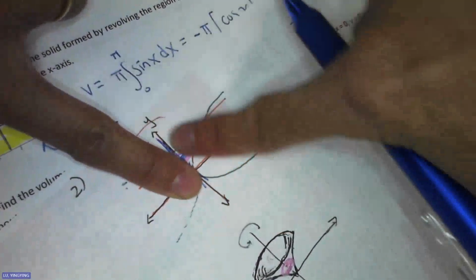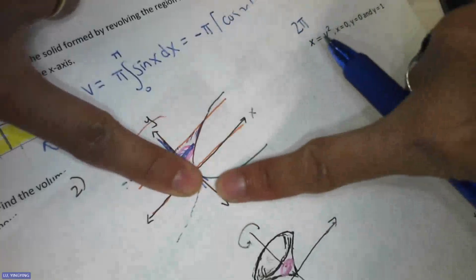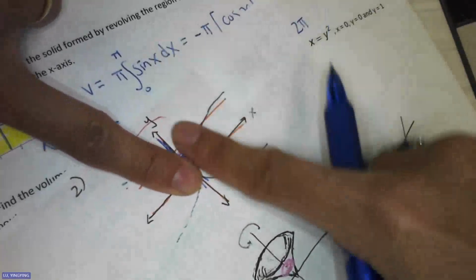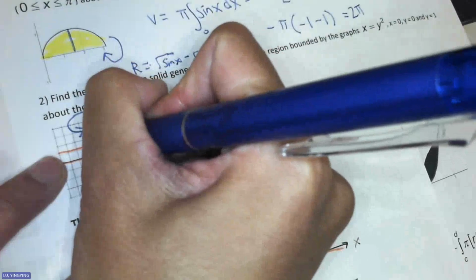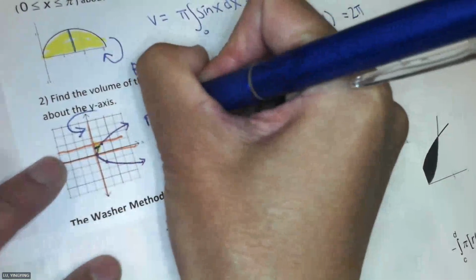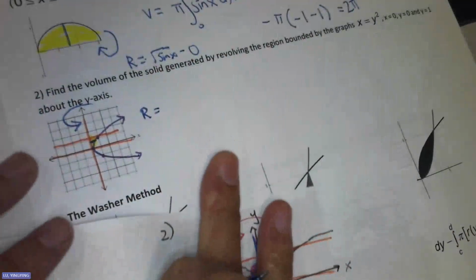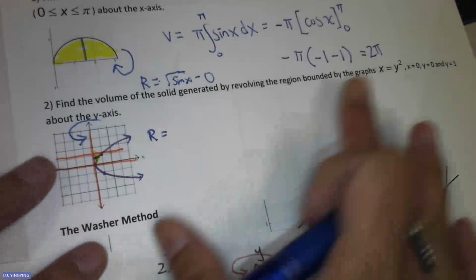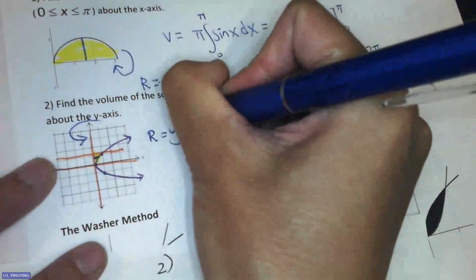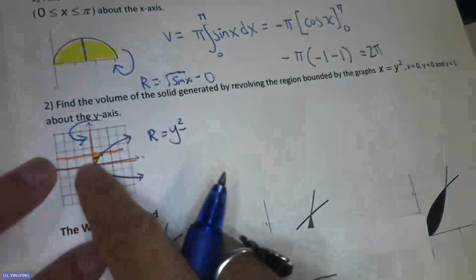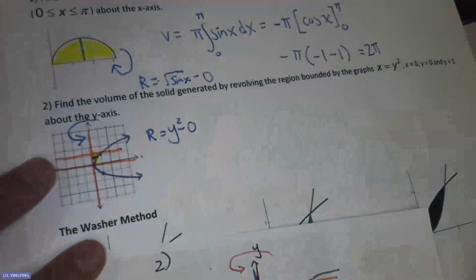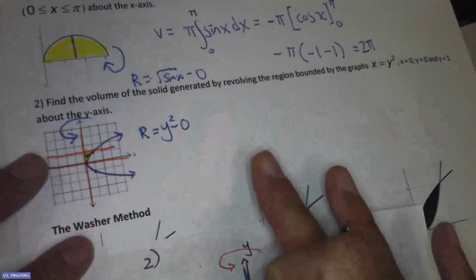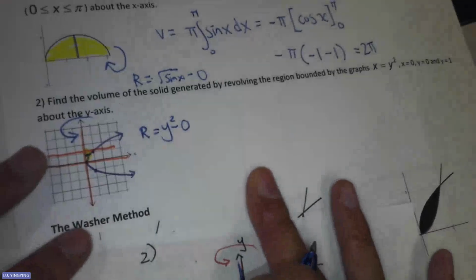which means it's the curve minus the y-axis. What is the curve? That's our r. Who minus who? Y squared, that's the right, minus the left, which is 0. Is everybody okay so far? The r, right? That's the radius.